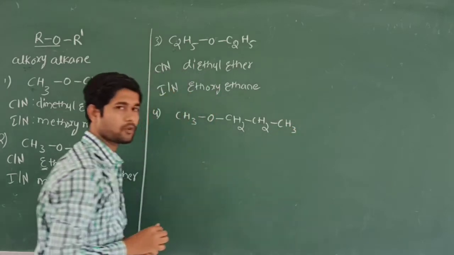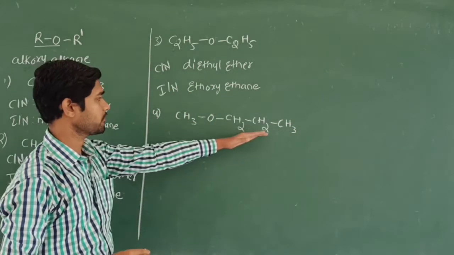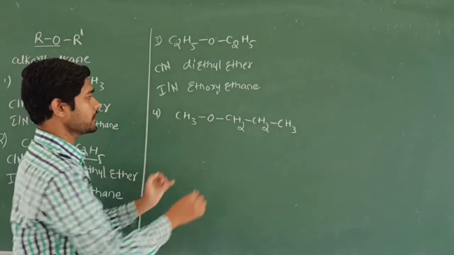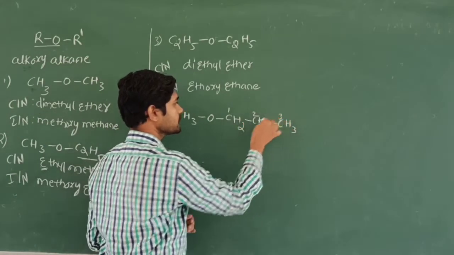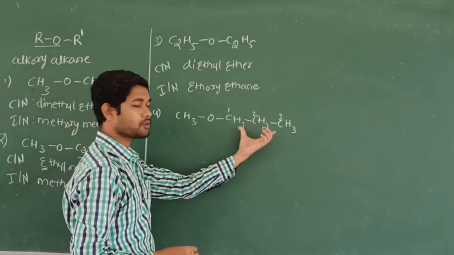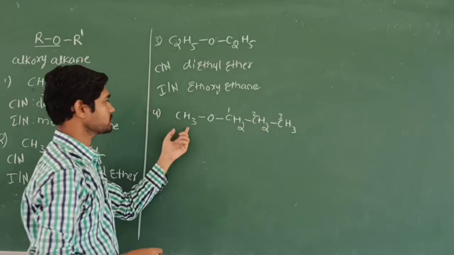So now we are going to consider this as a parent chain, because on the right side of the oxygen atom it contains the maximum number of carbon atoms. That is, 1, 2, 3: 3 carbon atoms will be there. This we are going to call the parent chain, and this is not a parent chain.